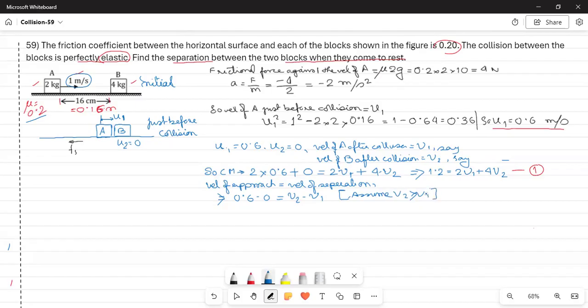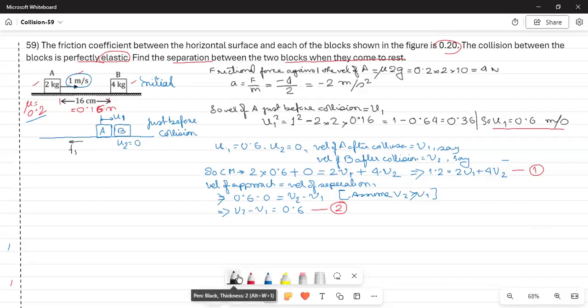From here we find V2 minus V1 is equal to 0.6. This is another relation, relation 2. So we have relation 1 of V1 plus V2, and we have relation 2, which is V2 minus V1.